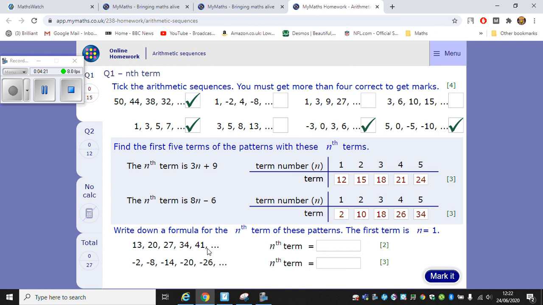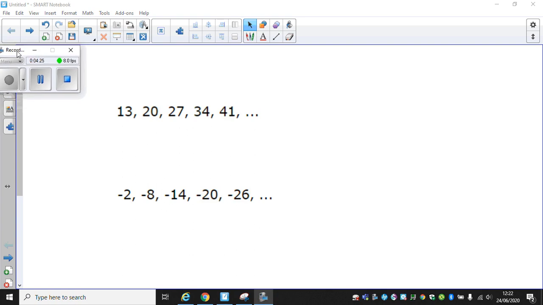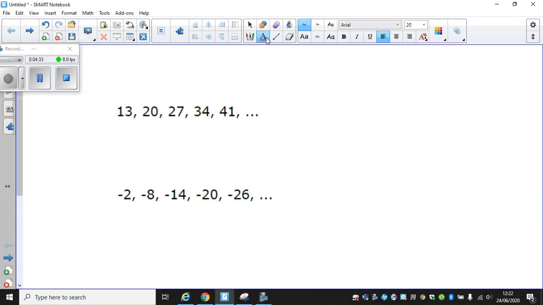Now, to actually help with this question, I'm going to go over to a different page here. So I've got 2 sequences I'm going to be finding the nth term for. So here is the first one again: 13, 20, 27, 34, 41. The first thing we should be able to notice is that we are adding on 7 each time.